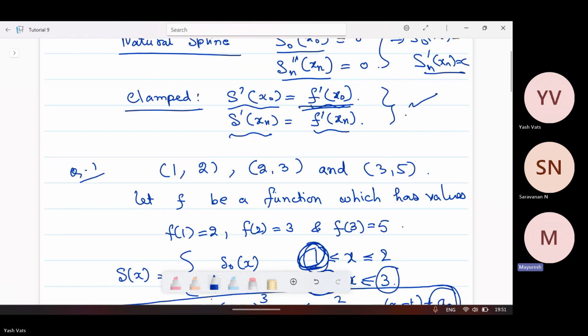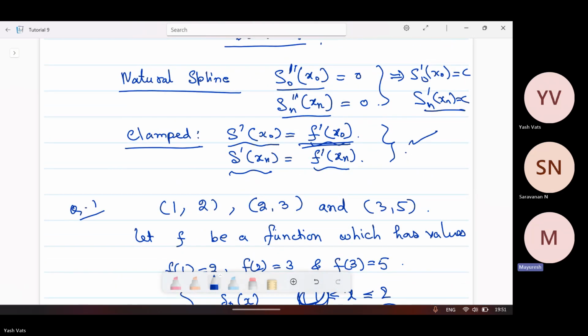But I asked this question because in the last assignment, it was told to derive the polynomial using clamped conditions, but at the same time the condition was not given. F dash was not given. F was not given in that.